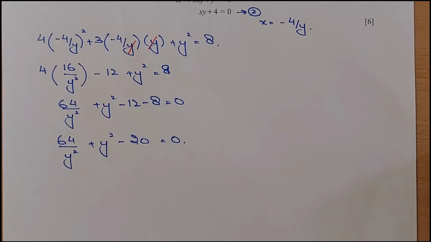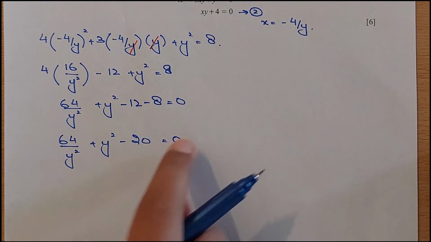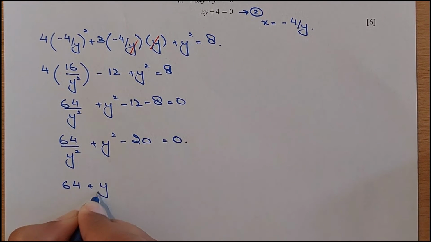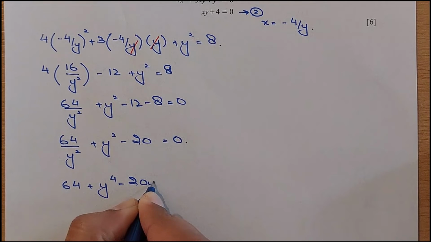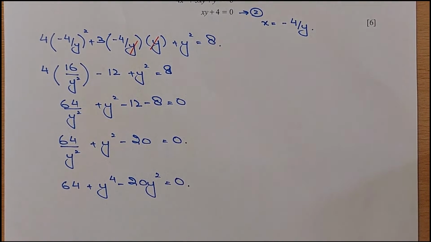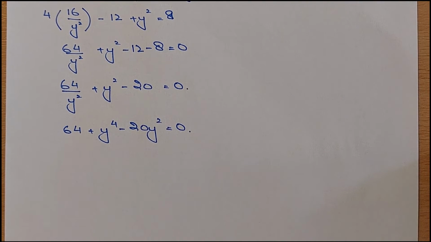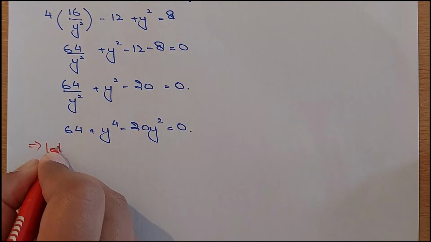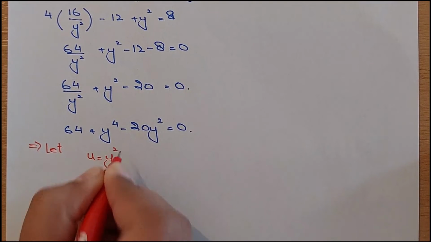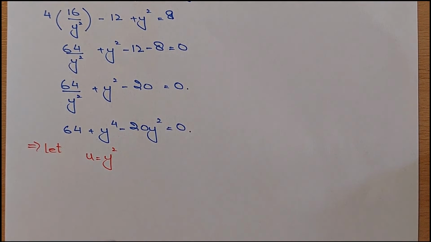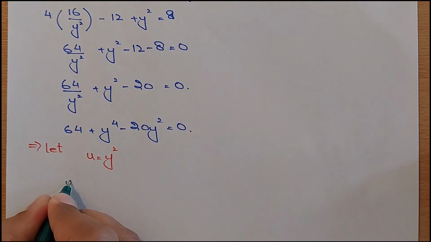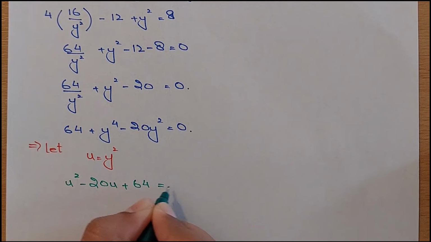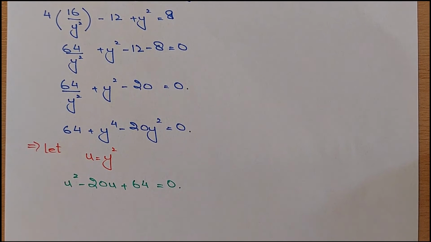Now let me take y square as the LCM and multiply through. So we have 64 plus y power 4 minus 20 y square equals 0, right? This looks like a quadratic equation. So let u equal y square, we suppose the variable u as y square. So this becomes u square minus 20u plus 64 equals 0. Now this is a quadratic equation in u.